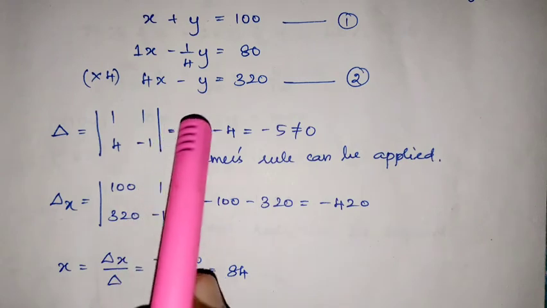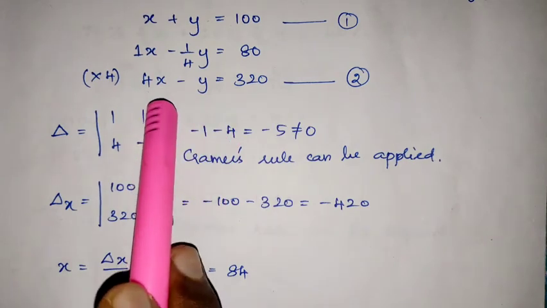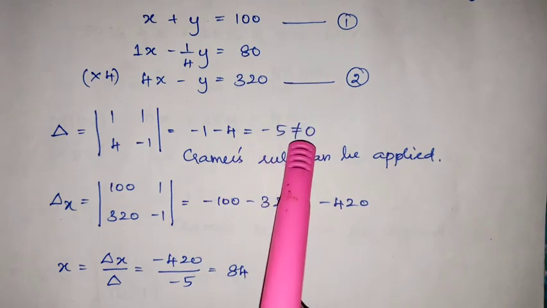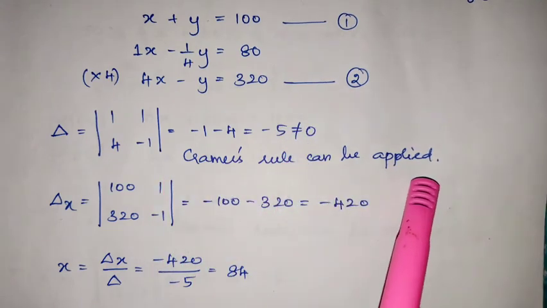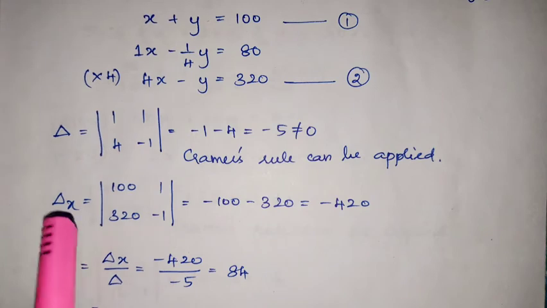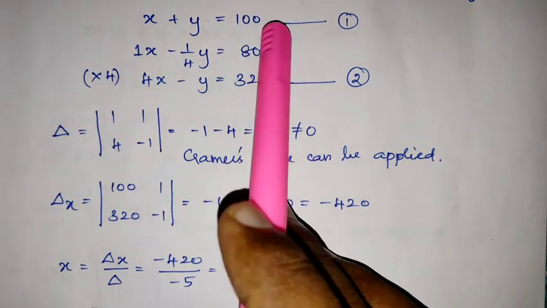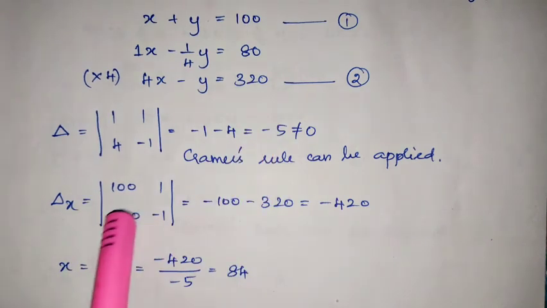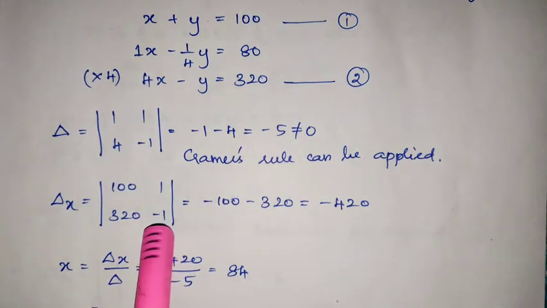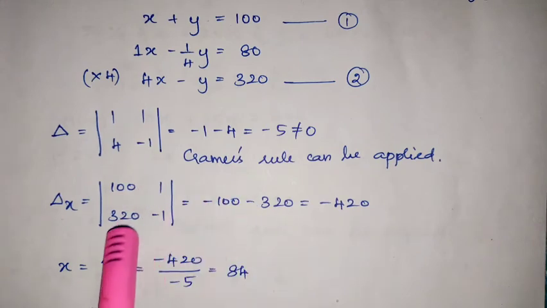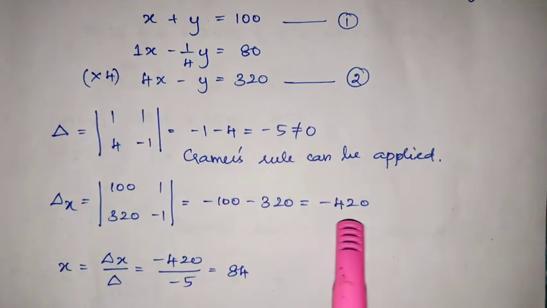1 into minus 1 is minus 1, minus 1 into 4 is 4, so del is equal to minus 5, which is not equal to 0. So Cramer's rule can be applied. Now find the value of del x. Del x means remove the coefficient of x and replace it by the constants, which are 100 and 320. So 1 into minus 1 is minus 100, wait: 100 into 1 minus 1 into 320 gives minus 100 minus 320, which is equal to minus 420.